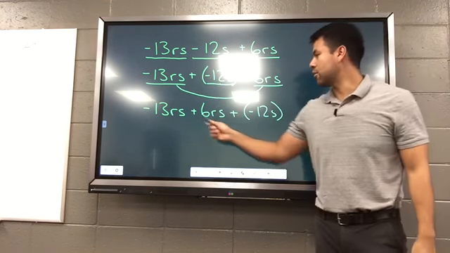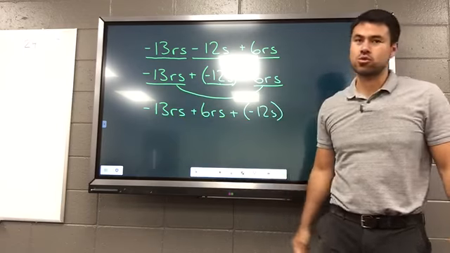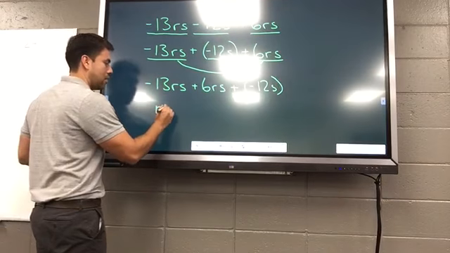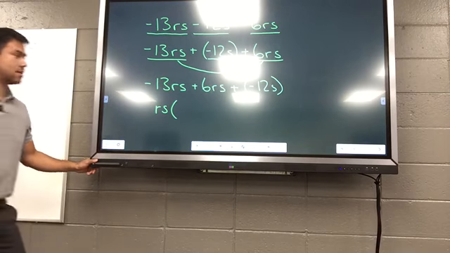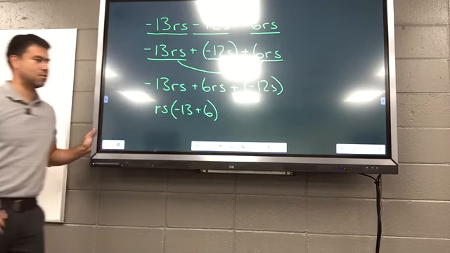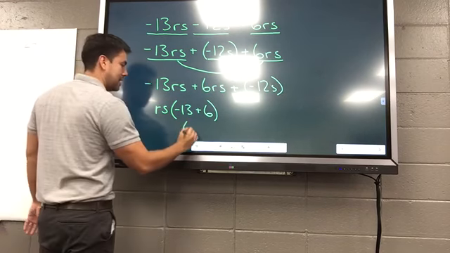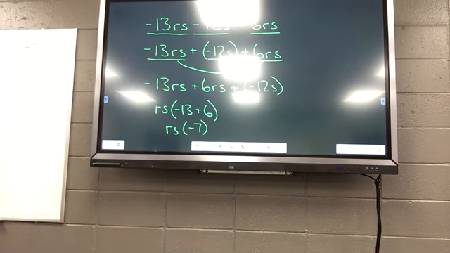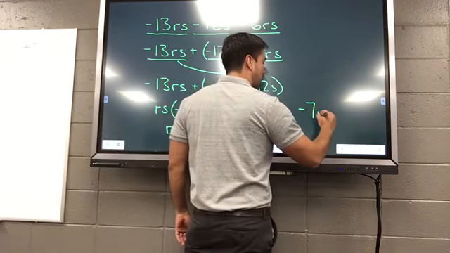All right. Are these two the like terms? Yes. What are the common factors? Common factors. Gracie? RS. So what should I put in parentheses? Andrew? Negative 13 plus 6. Oh no, what's negative 13 plus 6? Good. Negative 7 RS. So how do I write that? You write it negative 7 RS.